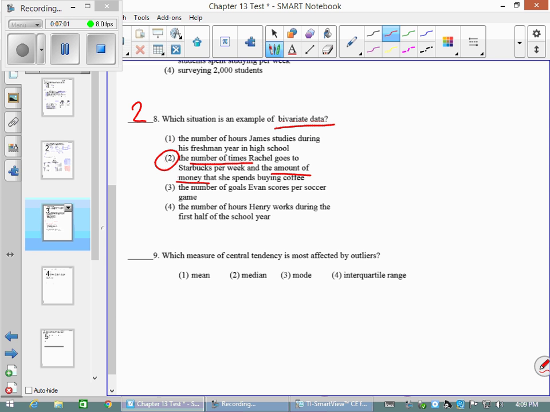Number 9 is which measure of central tendency is most affected by an outlier. When we have an outlier, the one that's mostly going to affect is our mean, because when we average in either a very high number or very low number that's different than most of our numbers, it's going to either skew our data to the right or to the left. So our answer is 1.